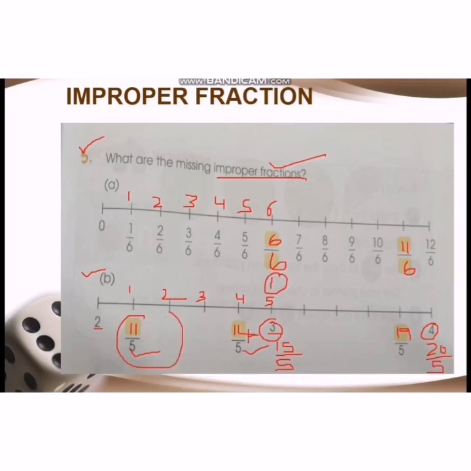So 19 by 5, 11 by 5, both have greater numerators, so both are examples of improper fractions.